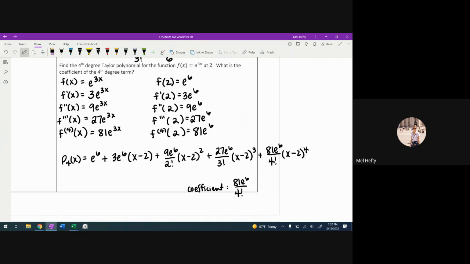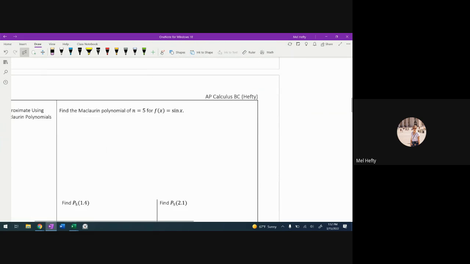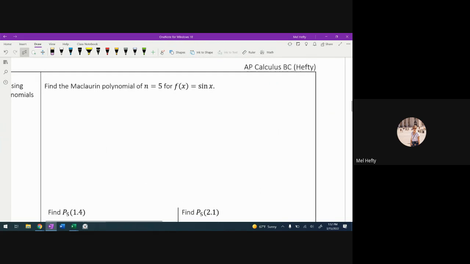So I'm going to have you guys try the next one by yourselves after we distinguish what it's asking for. All right, first words, find the Maclaurin polynomial. What did I just tell you? The center is 0. All right, what do you think n equals 5 means? This is the degree. So what is my last term going to end with?